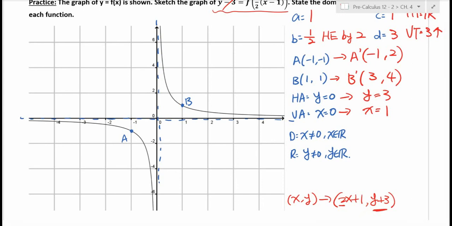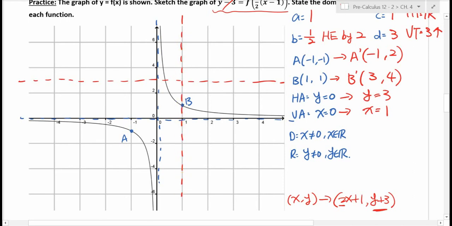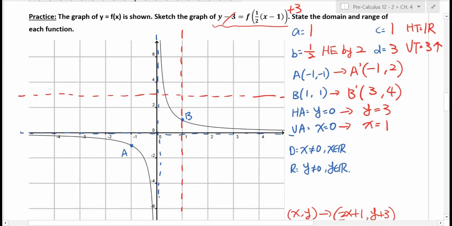Okay, so now we can graph this. Y equals 3 is our horizontal asymptote right here. Vertical asymptote x equals 1, that's right here. Our new point, the A prime, is negative 1 comma 2, which is right here. And remember the graph goes towards the asymptote, as we can see from the original graph. B prime is 3 comma 4, that is right here. Here's my graph, like that. Okay, now for the domain.